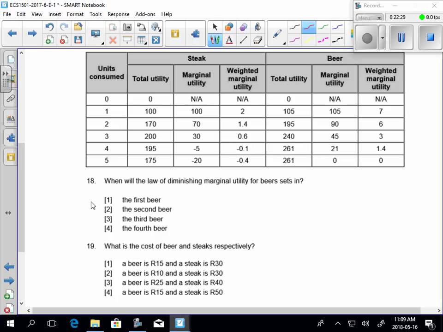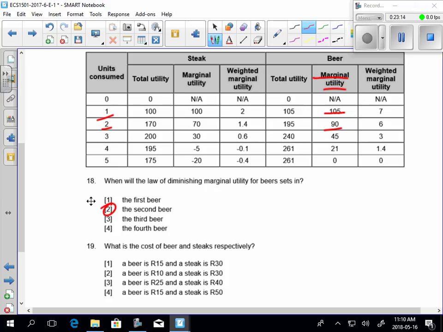So when does the law of diminishing marginal utility set in? Here's your marginal utility, 105 for the first unit, 90 for the second unit, so it sets in from the second beer. What is the law of diminishing marginal utility? As soon as marginal utility starts to decrease, that is when it sets in. All right. And you need to know your definition as well. As more and more of a product is consumed over a specified period of time, the utility gained will increase by less amount. Okay, increase by decreasing amounts.